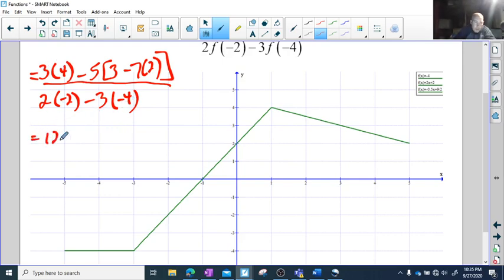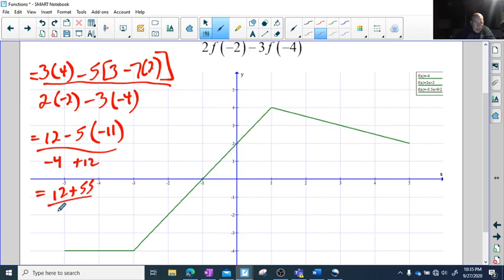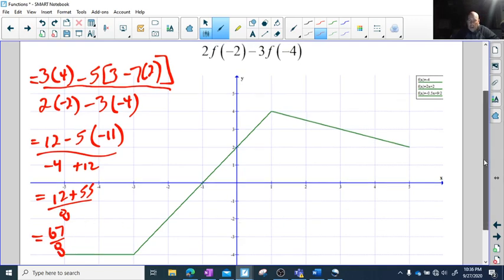3 times 4 is 12. 3 subtract 14 is a negative 11. Negative 4 plus 12. 12 plus 55 over 8. 67 over 8, which does not reduce. So that's how you read function notation from a graph.